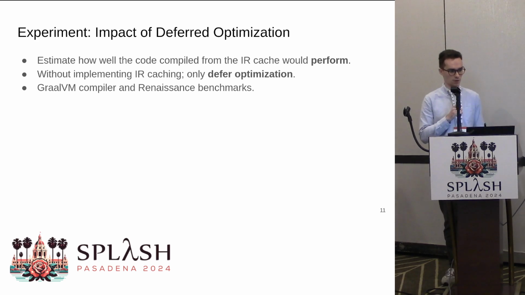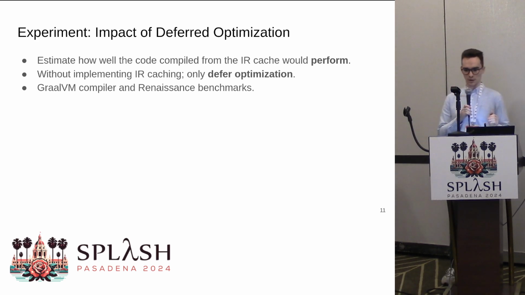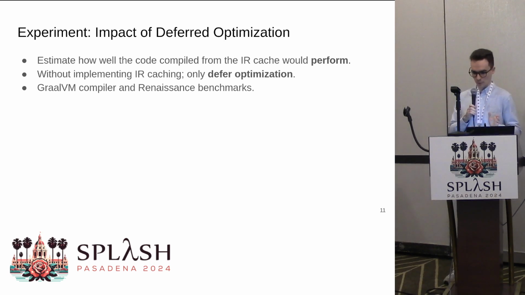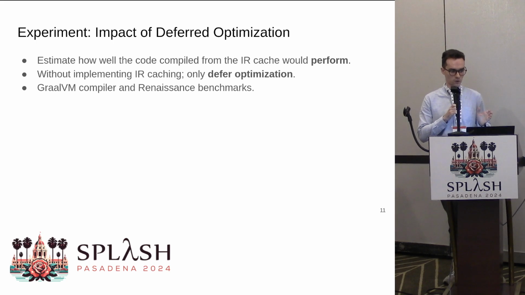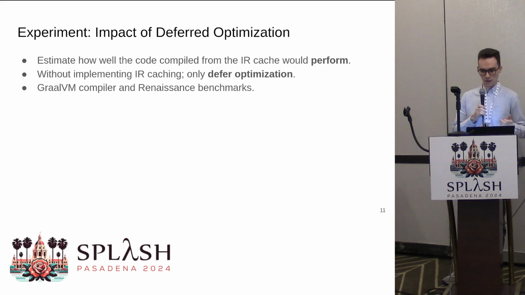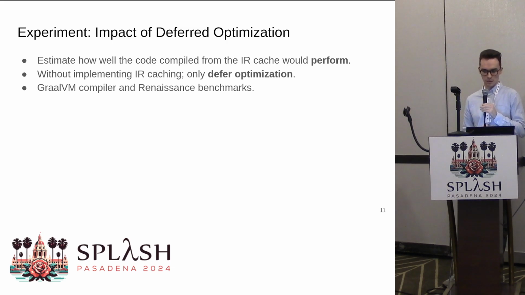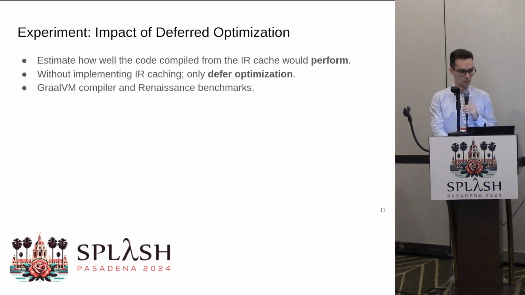Now for the experiment, we want to find out what the impact of deferred optimization is. Implementing IR caching in a production compiler is a lot of engineering effort. So instead, we want to just test the feasibility of this idea, and the key question is what the quality of the code produced by deferred optimization is. So we implemented just deferred optimization for the GraalVM compiler and ran it on the Renaissance benchmark suite.